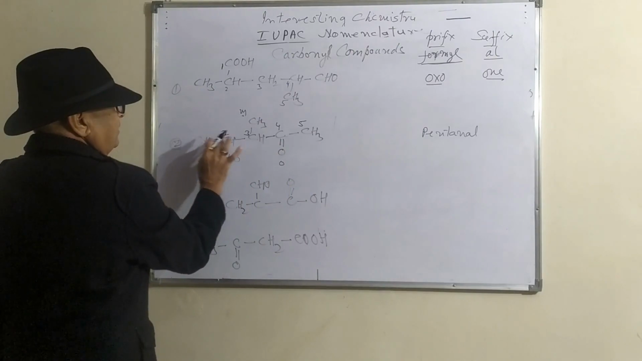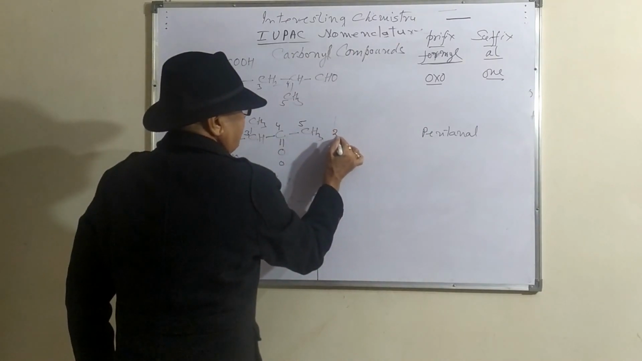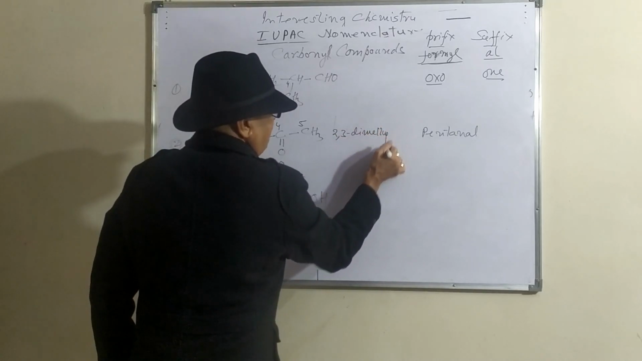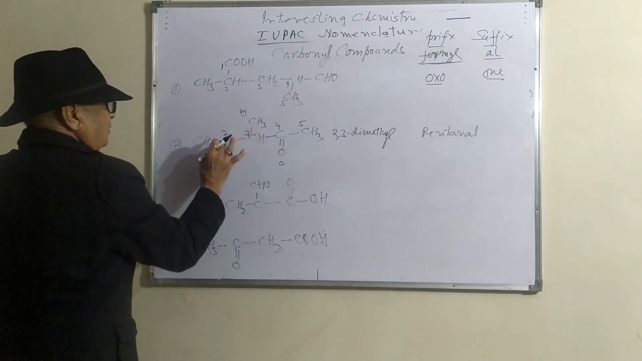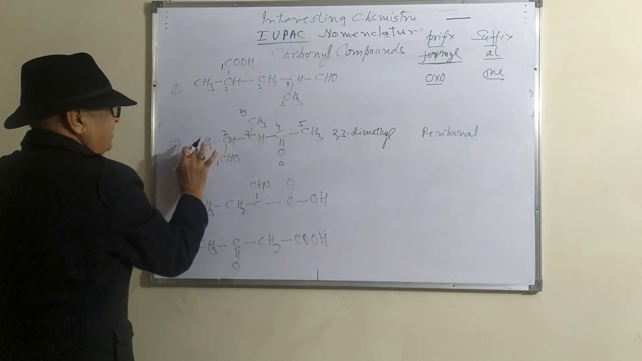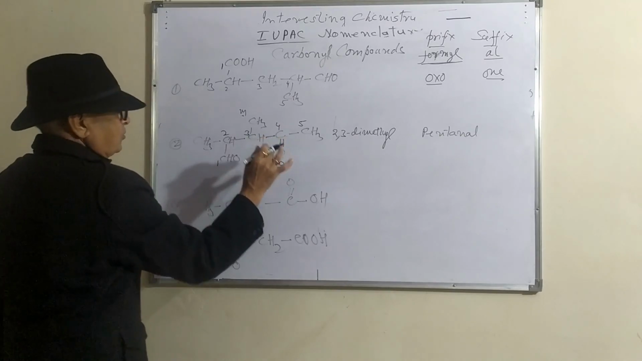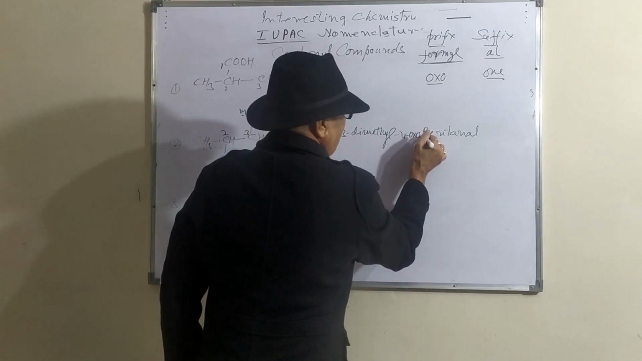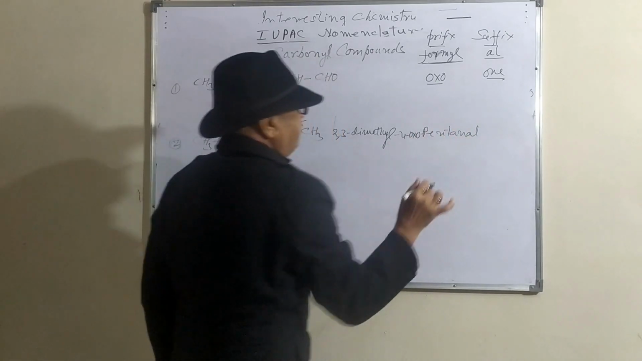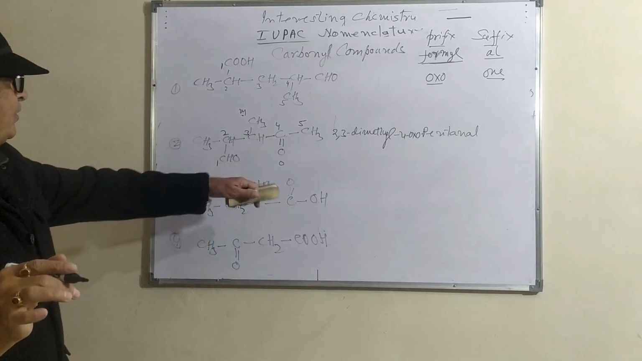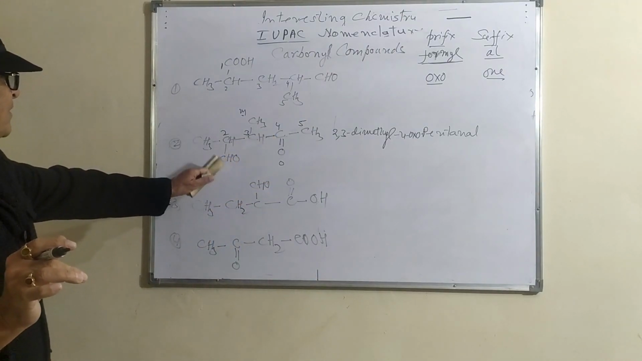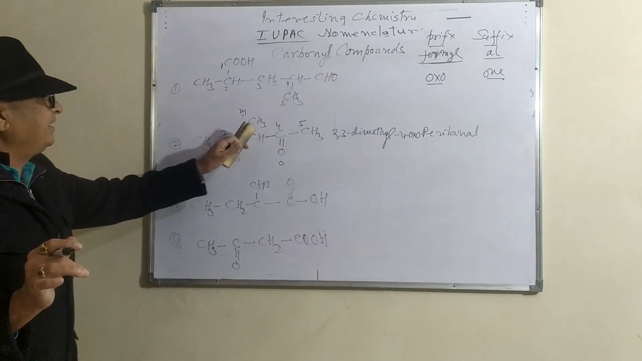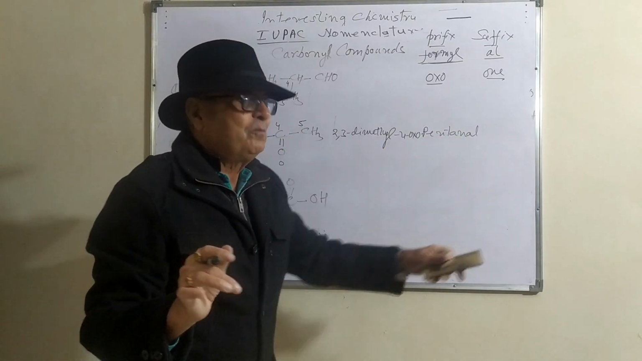So you write 2 methyl, 3 methyl, or you can write 2, 3 dimethyl and 4-oxo pentanal. The name of this compound will be 2, 3 dimethyl 4-oxo pentanal.